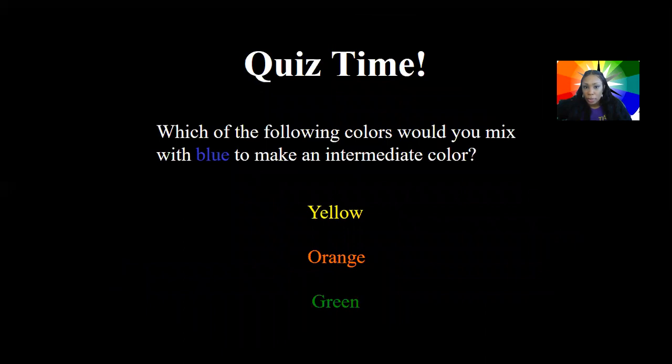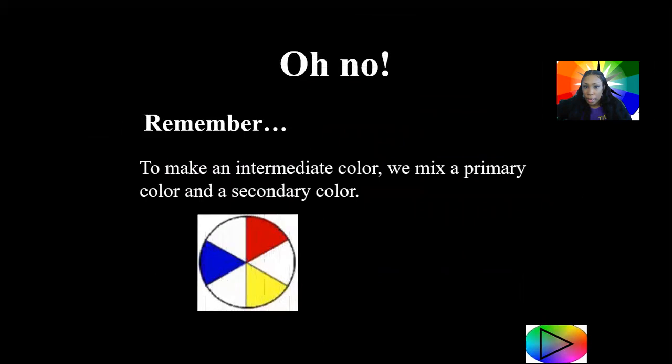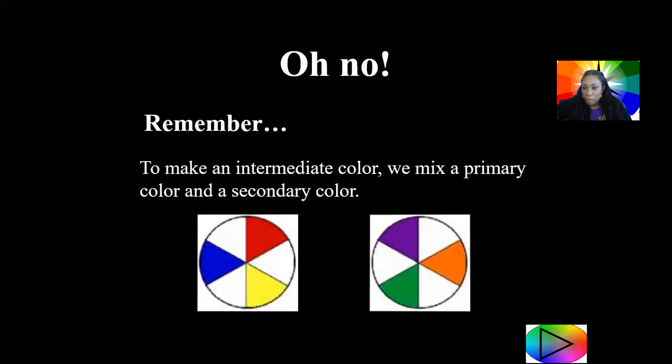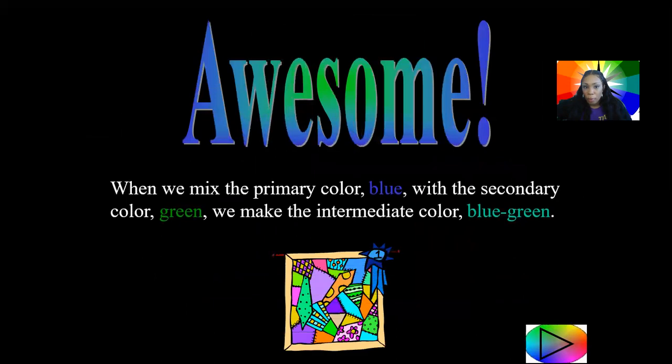So let's quiz. Which of the following colors would you mix with blue to make an intermediate color? Yellow, orange, or green? That's the question. Okay. So we mix a primary color to add a secondary color in it. Okay. So there you are. So you can kind of see that. When we mix the primary color blue with the secondary color green, we make the intermediate color blue-green.